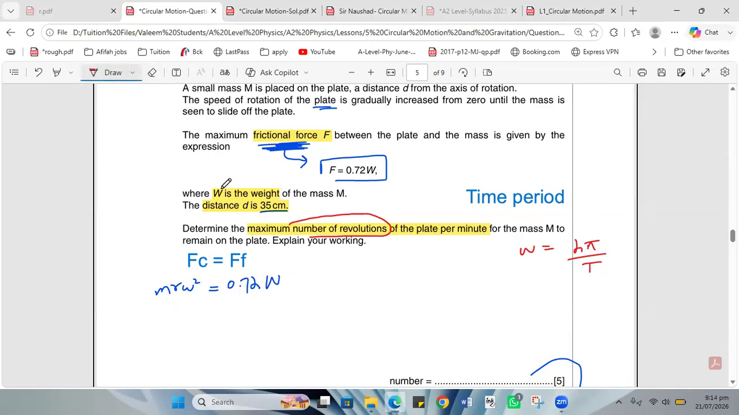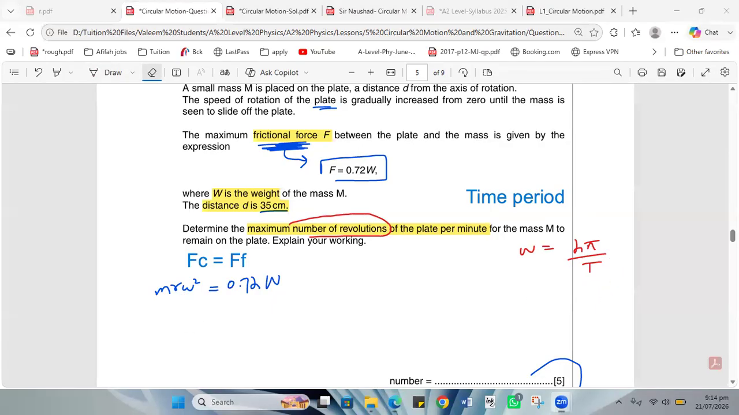See, so understand the structure of the question. How are we solving this question? I'm going to first find omega. After I find omega, I'm going to use this equation and find time period. Let's just go step by step to avoid any confusion.